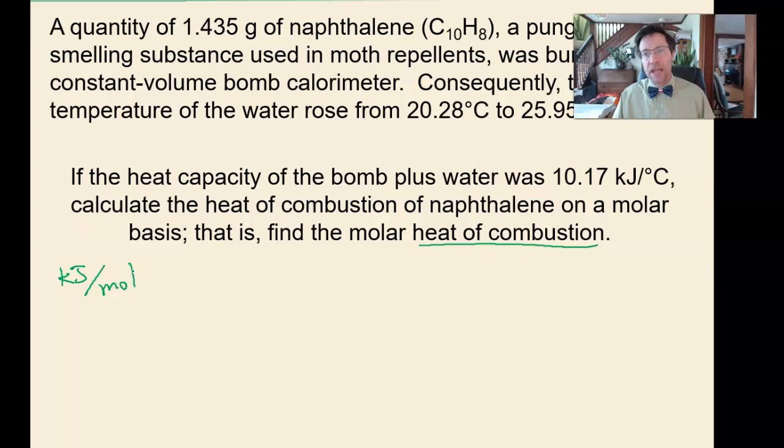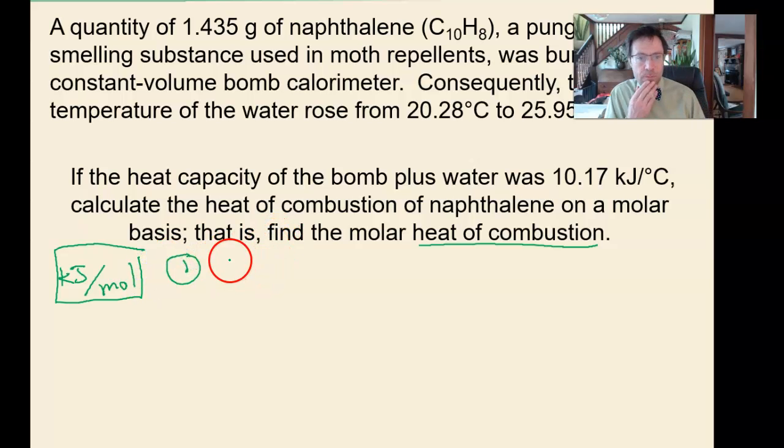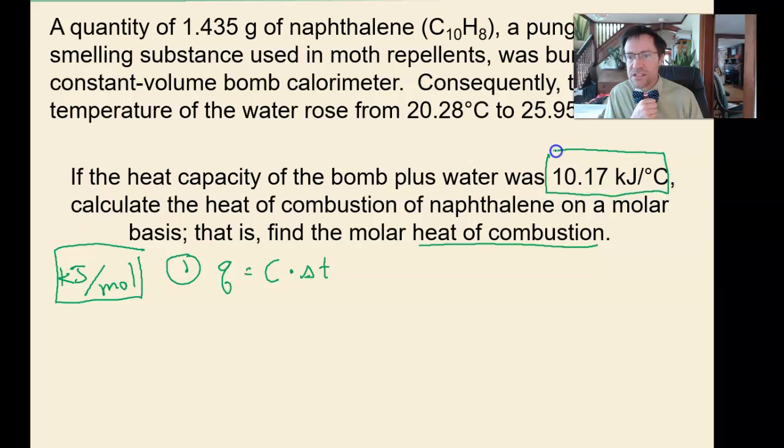All right. What's my plan? Here's my plan. I've got to get to kilojoules per mole. So for step one, I'm going to use Q equals heat capacity times change in temperature. That's super sweet, because look, the heat capacity is right here, 10.17 kilojoules per degree centigrade. And I've got my delta T right there. Does that make sense? Great.